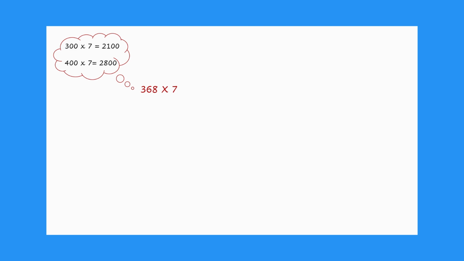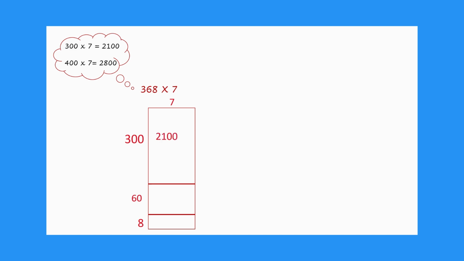Let's look at the area model to solve this problem. I can decompose 368 by place value. I labeled the width of 7 and decomposed the rectangle into 3 smaller rectangles to represent the areas of 300 times 7, 60 times 7, and 8 times 7. I now multiply 300 times 7, which is 2100, which I know from my estimate.